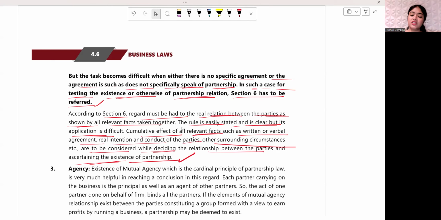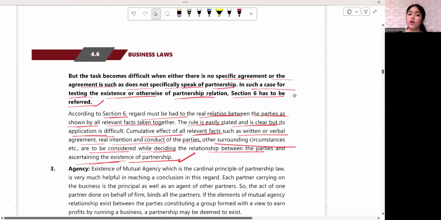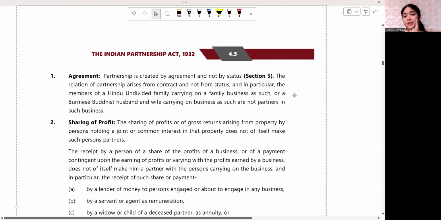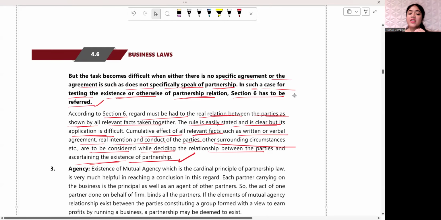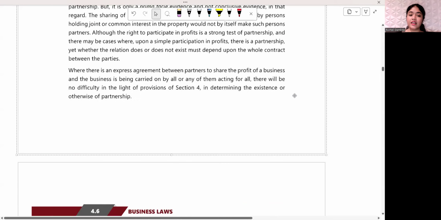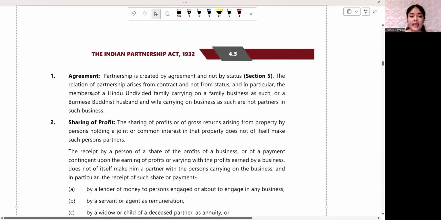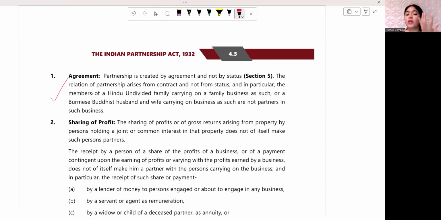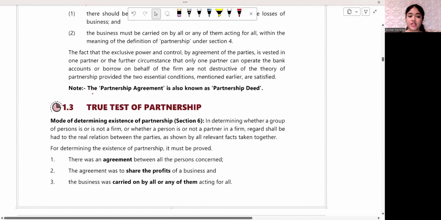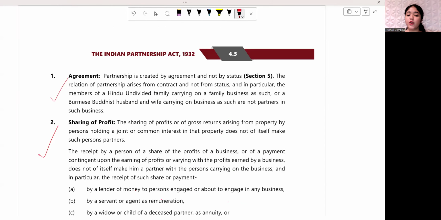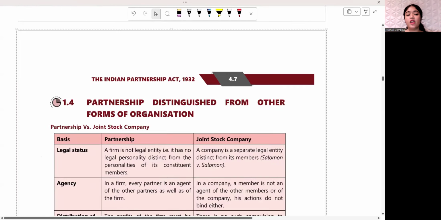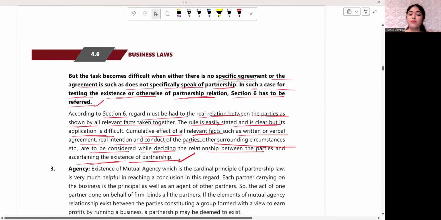See, majorly, these points are not what they'll be asking you. You just need to remember three things. The agreement should be there, sharing of profits should be there, and they should have a mutual agency. These major keywords that are given over here, you have to mention this entire paragraph when you write your answer, when they ask you how to check the true test of partnership. Then you have to mention sharing of profit, and you have to mention the cases where it is not a partnership. These four cases which I explained to you: the lender of money, servant or agent, widow, and the goodwill case, that you have to mention. And then you have to go forward to your agency business, existence of mutual agency, right? These are three major points you will be mentioning when it comes to the true test of partnership.